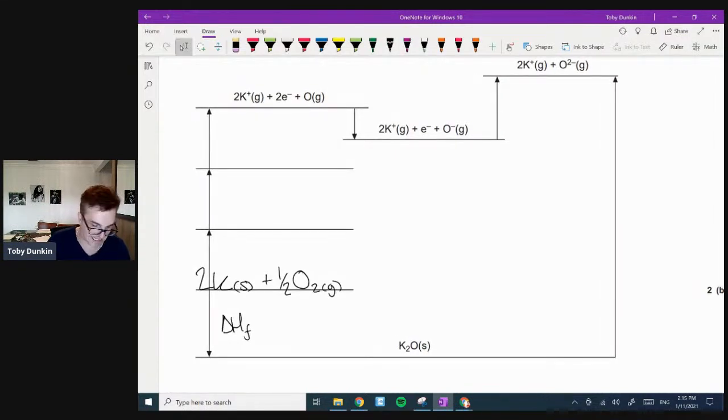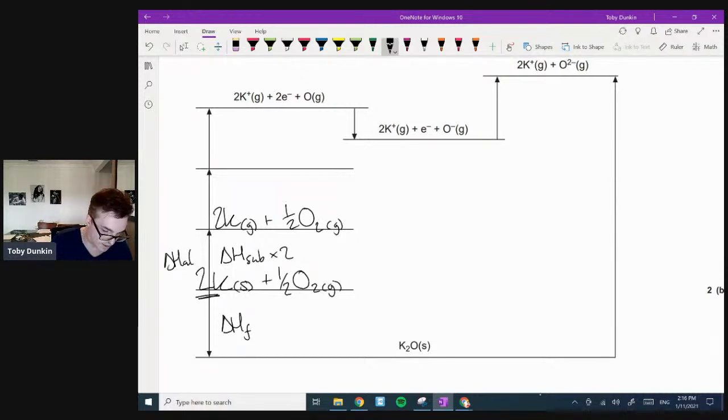Next, deal with potassium first. So we're now going to have the delta H of sublimation times by 2 because I have 2 moles of potassium. So I'm going to have 2K gas plus half O2 gas. Haven't finished, by the way. It could have been delta H of atomization times by 2 as well. Could have been that as well.